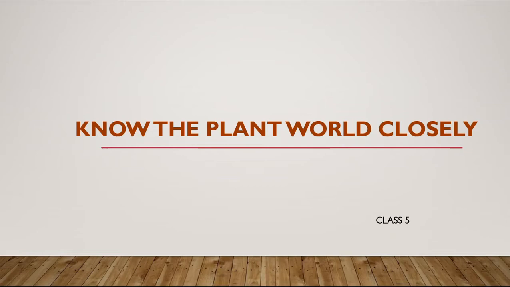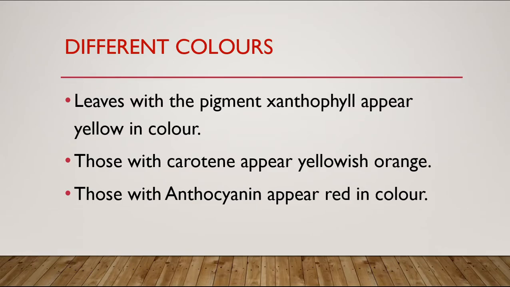So if we take a yellow color leaf, do you know the pigment which is present in the leaf? The pigment is xanthophyll. And this pigment makes the leaf appear yellow in color. In the same way, those with carotene appear yellowish orange and those with anthocyanin appear red in color.